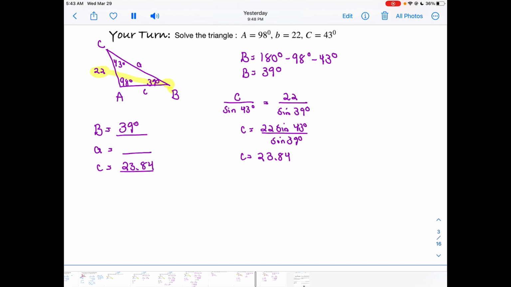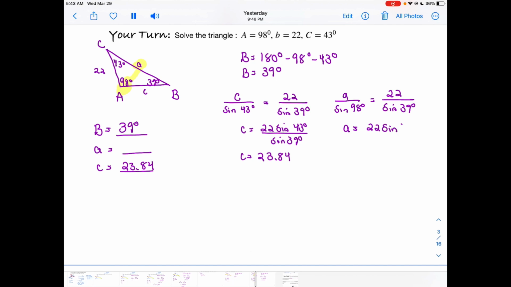Now I need to figure out the length of side A. So A is to the sine of 98 degrees, as 22 is to the sine of 39 degrees. And then solve that little equation for A by multiplying each side by sine of 98 degrees. Evaluating this with the use of my calculator, we find that side A is 34.62 in length. Now this is how you solve triangles using the law of sines with these first 2 cases.